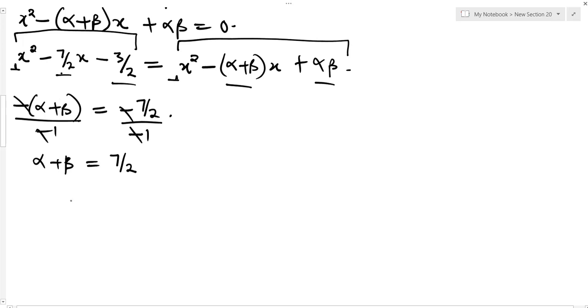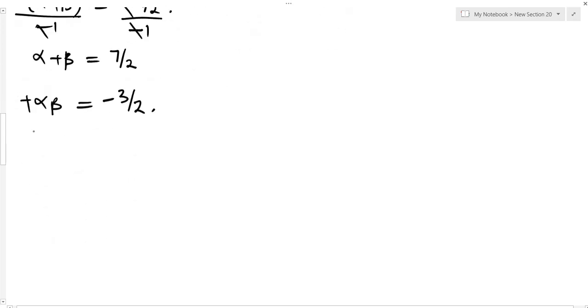Now, on the right hand side, you have the constant, which is plus alpha beta, is equal to the constant on the left hand side, which is minus 3 over 2. So alpha beta is equal to minus 3 over 2.